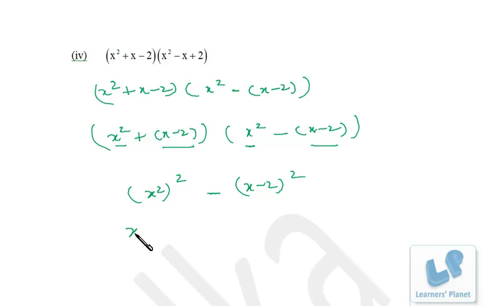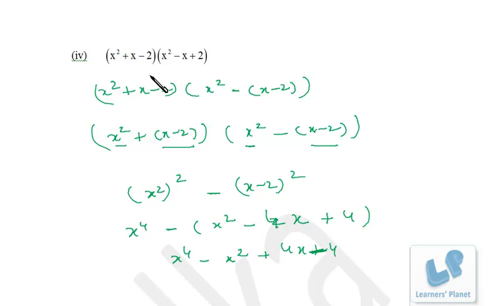Now open it. It's x4 minus this is x square. Now you can open it as a minus b whole square. That's a square minus 2ab. So that is 2 into 2x, that's 4x, plus b square, right? So it is x4 minus x square plus 4x minus 4. I'm sorry, minus 4, right? So the solution of this expression is this, right?